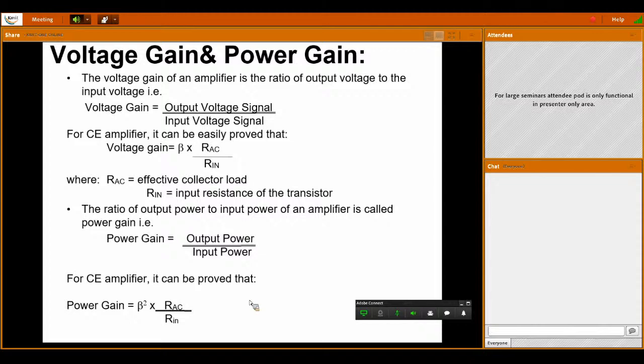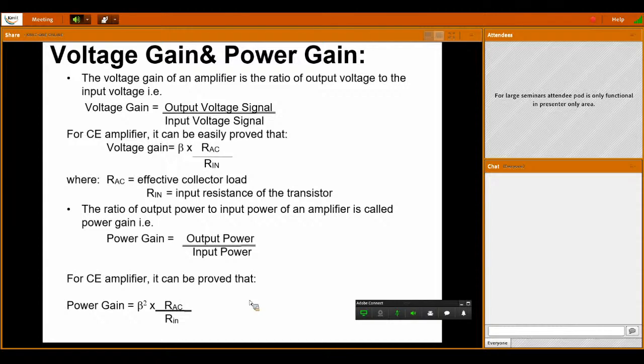Rin is your input resistance. So Ic, the ratio of output collector current to the input base current, is nothing but your beta, which is called the DC current gain. Hence the voltage gain is equal to beta times RAC divided by Rin, where RAC is the effective collector load and Rin is the input resistance.